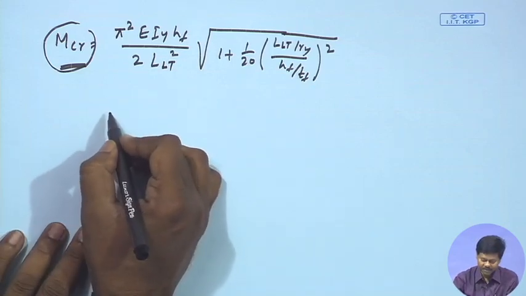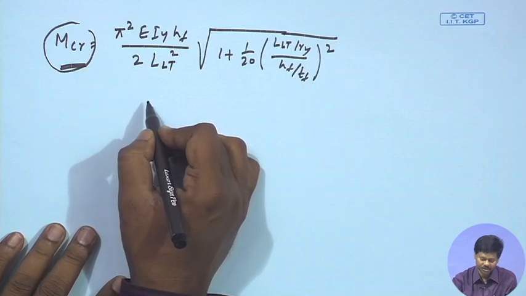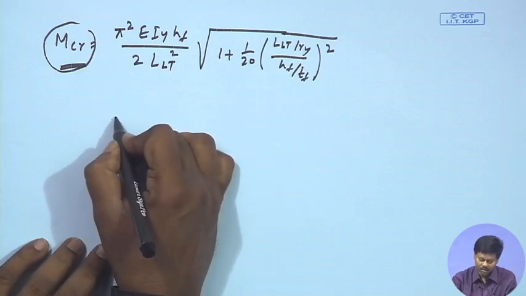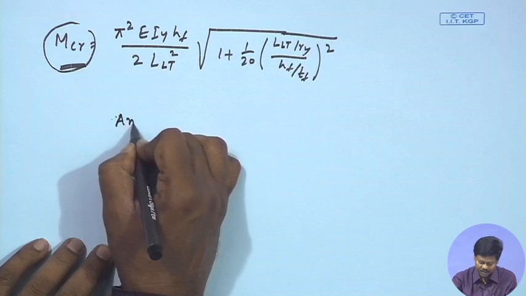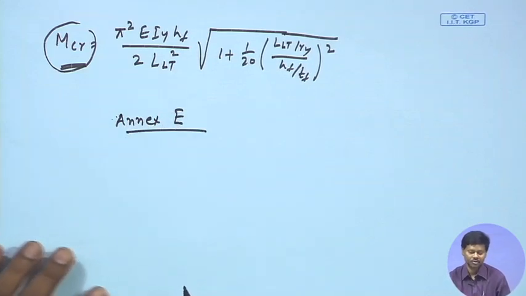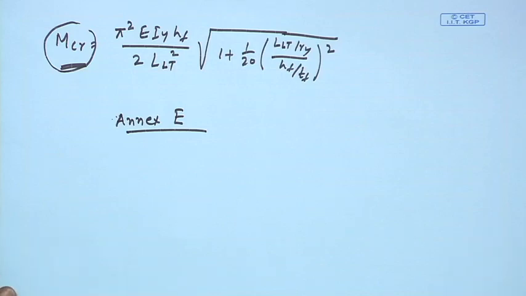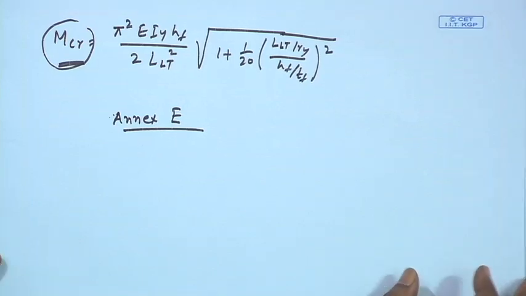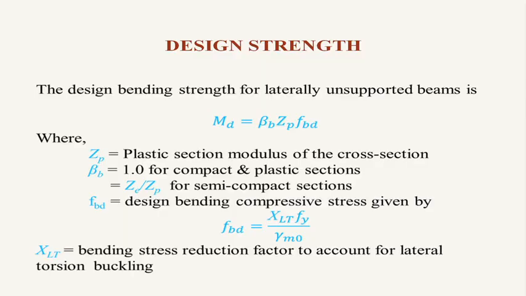However, the MCR for different beam sections, considering loading, support condition and non-symmetric section, we can find out more accurately using the method given in annexure E of IS 800/2007. So, in annexure E, the details are given, and more accurately we can find out the value of MCR through annexure E. So, the things whatever we have discussed, I am just quickly going through this PowerPoint.